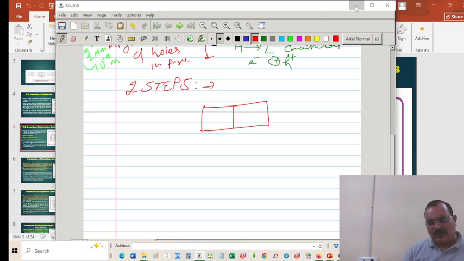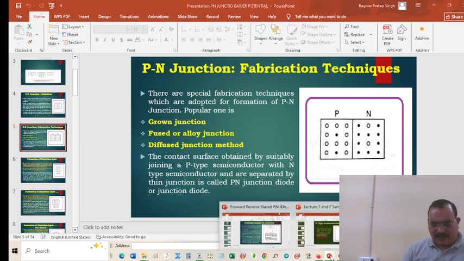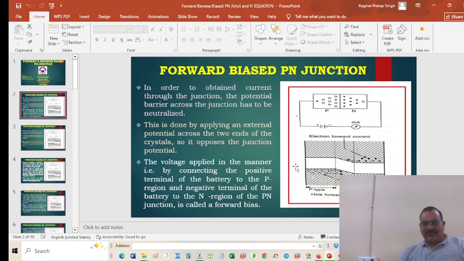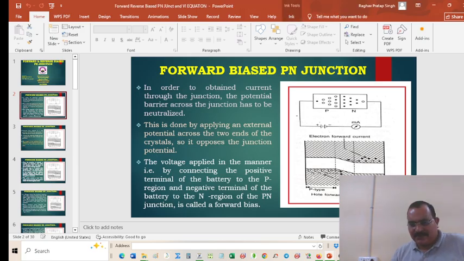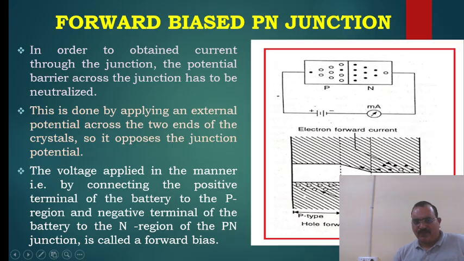Okay, I want to go to the PPT now. So this is the very first step that I want to do here. Here, this is P type, this is N type. This is your negative terminal. This section is positive. This is the P section. You just add a battery there.